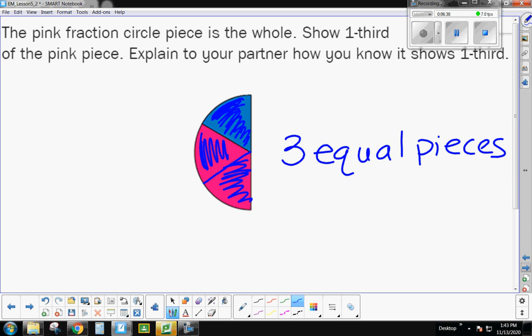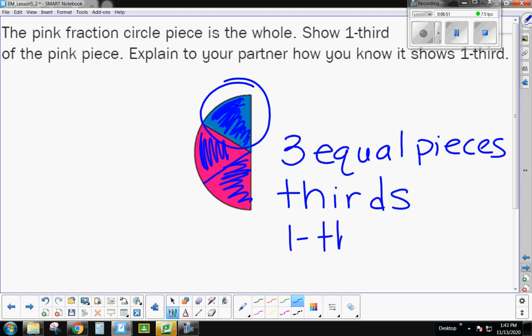Those 3 equal pieces then are called thirds. And when we're talking about just one of those equal pieces, we call it 1/3. And if I were to write this in numbers, I would write it like this. 1/3, which really means 1 out of 3 equal pieces.